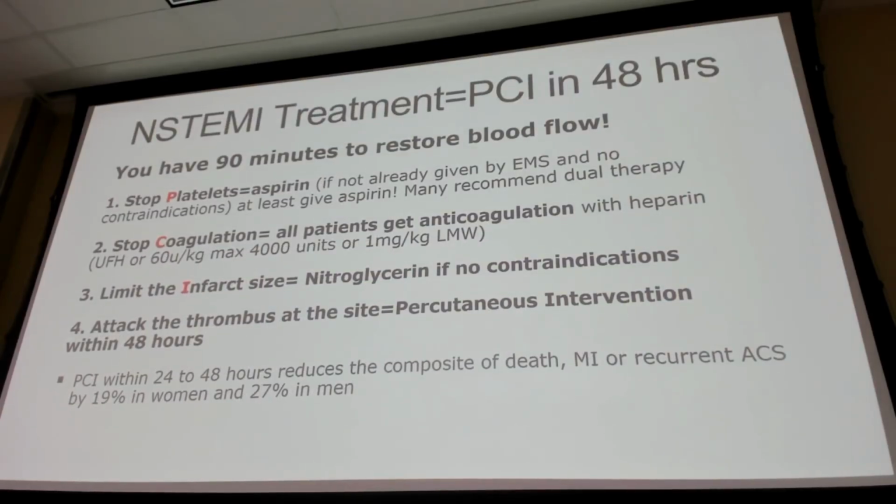All right, NSTEMI. This is no ST elevation on your EKG, but you have elevated troponin or cardiac biomarkers. For these patients, we still want to do our standard treatment, so everybody gets aspirin and anticoagulation with either heparin or Lovenox. We want to give nitroglycerin if it's not contraindicated. Then we admit them to the hospital, and they don't emergently take them for PCI, but they'll get one during their hospital stay within the next 48 hours.